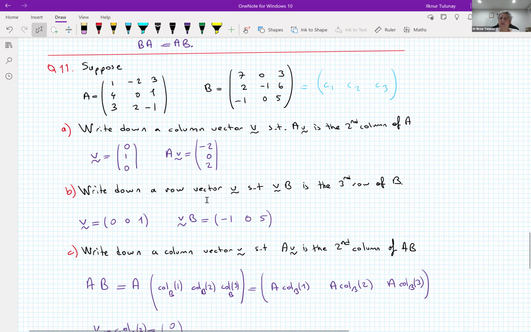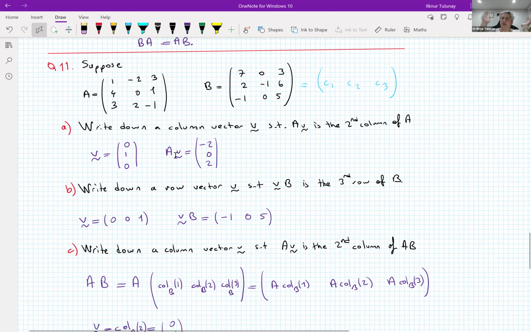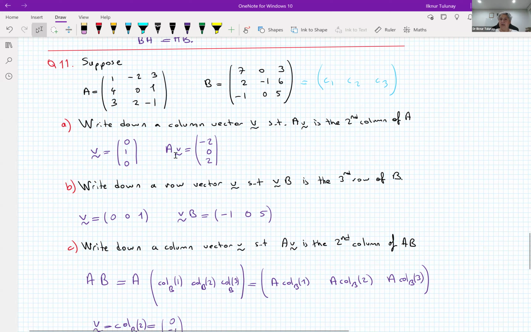Now write down a vector v such that v times B is the third row of B. Again, I multiply the rows and the columns, so it's a dot product. Here I'm multiplying from the left-hand side, so this should be a row vector. And I want to obtain the third row of B, which is that one.